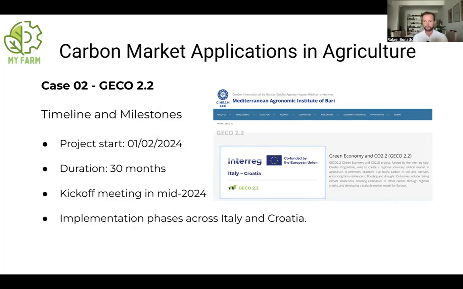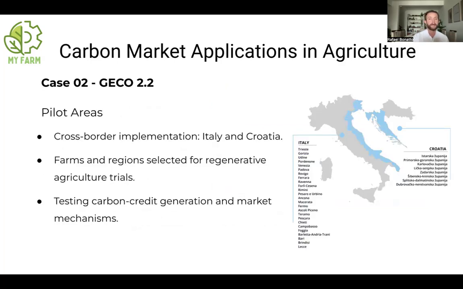This is a print screen of the main page of the project, which you can access through the link that I have shared on the first slide of this GECO 2.2. So it's a very interesting project, okay? You can have a look at where this project is actually acting in Italy.